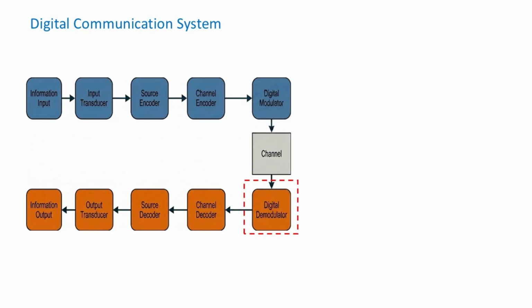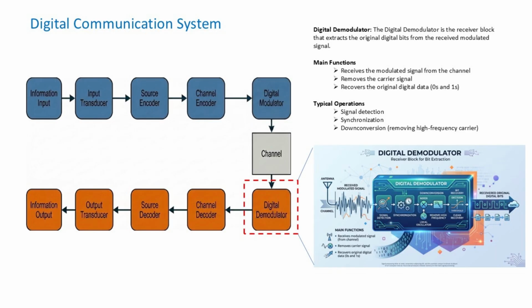Next is the digital demodulator. The digital demodulator is the receiver block that extracts the original digital bits from the received modulated signal. Its main functions are to receive the incoming signal from the channel, remove the carrier component, and recover the original digital data in the form of 0 and 1. To achieve this, it performs typical operations such as signal detection, synchronization, and down conversion, which removes the high-frequency carrier and brings the signal back to baseband.